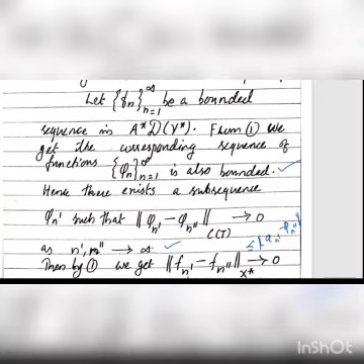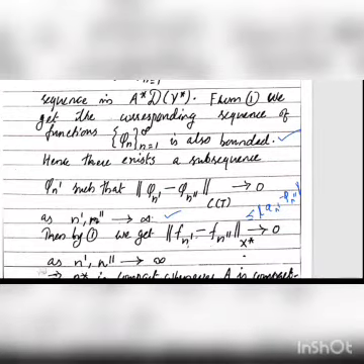That means norm of fn dash minus fn double dash tends to 0 as n dash and n double dash tend to infinity, which implies your A star, since this is the sequence you have taken in your A star, so A star is compact whenever A is compact. Okay, so this should also have a subsequence which is Cauchy. That means your A star is compact.